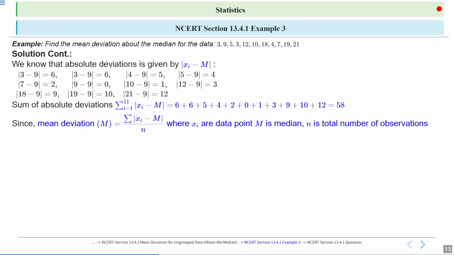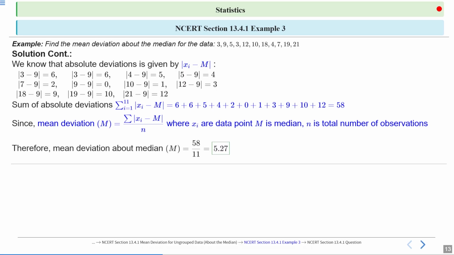Since mean deviation is equal to summation mod of xi minus m upon n, where xi are data points, m is the median and n is the total number of observations, therefore the mean deviation about the median is 58 upon 11, and this is equal to 5.27. I hope this example is clear to all of you and you are getting my point.